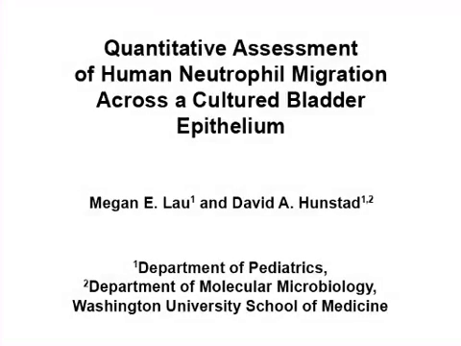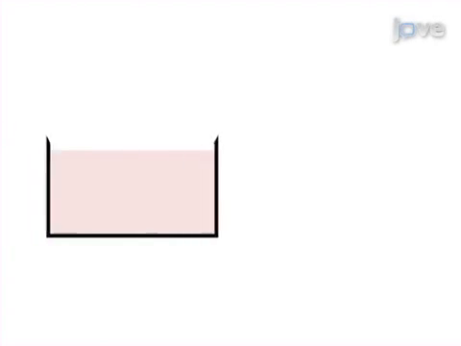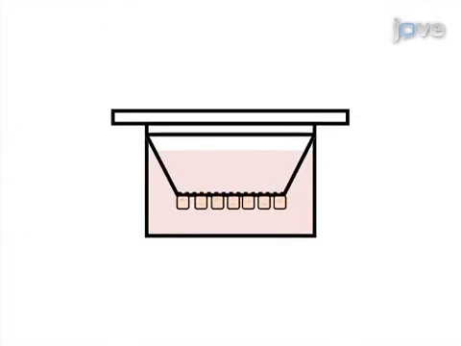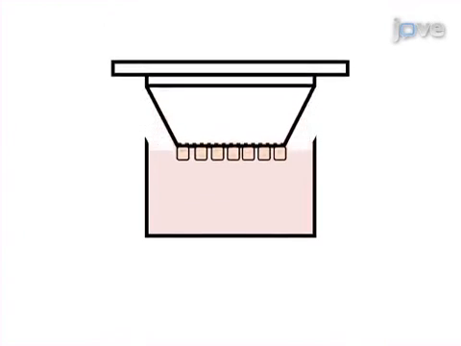The overall goal of this procedure is to quantify the level of neutrophil migration across a bladder epithelial barrier during bacterial infection or in response to chemoattractant molecules. This is accomplished by first growing cultured bladder epithelial cells to confluence on permeable supports.